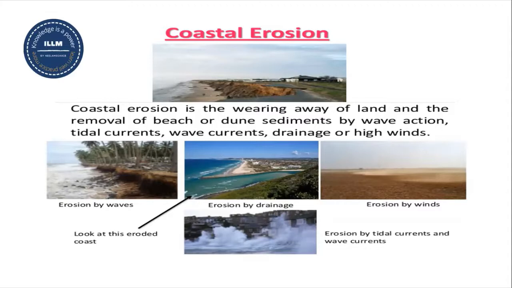Now you can see there are four pictures given, and in these four pictures, erosion has been done in different ways. In the first one, you can see erosion is done by waves. In the second one, erosion is done by drainage. In the third picture, you can see erosion happened by winds. And in the last one, you can see erosion by tidal currents and the wave currents of the ocean or the sea.